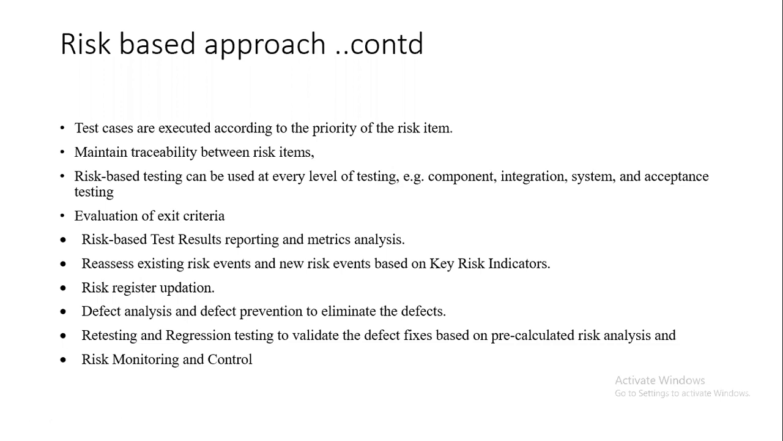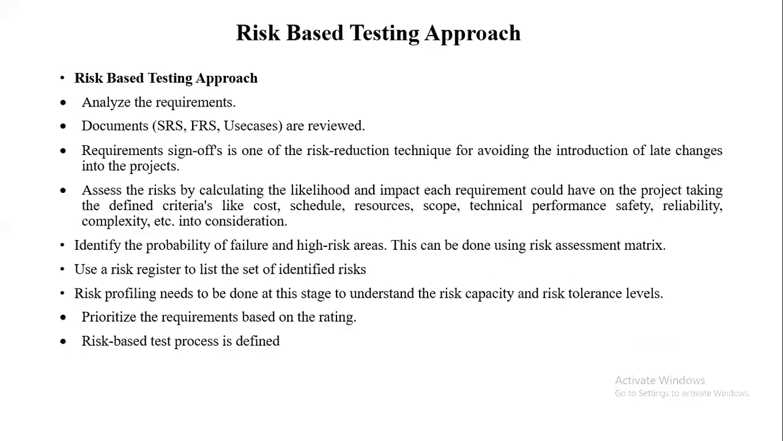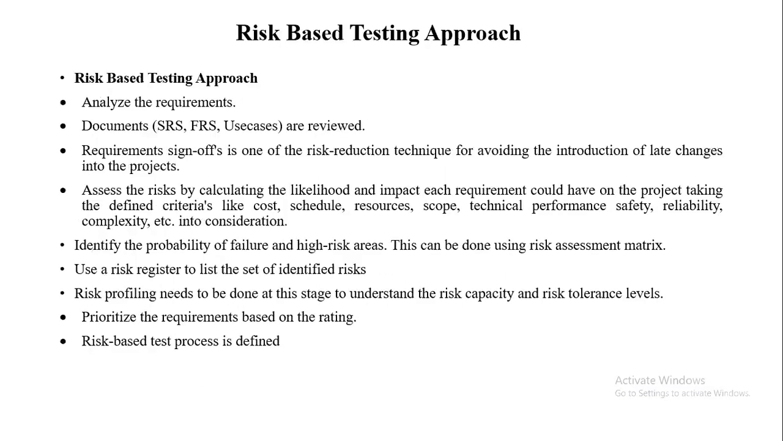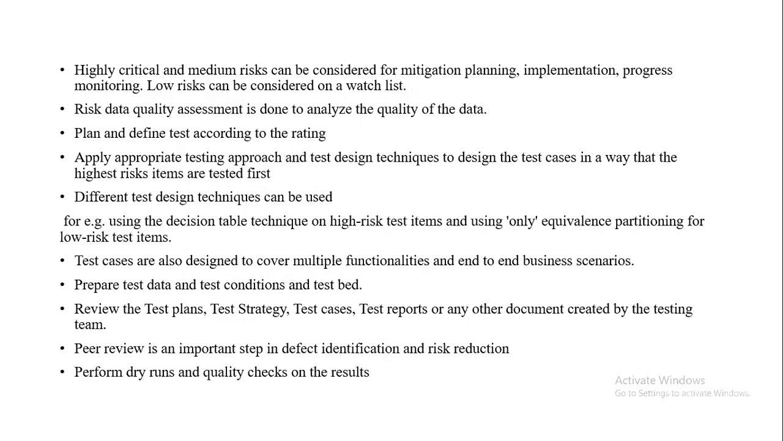We are going to reassess the existing events. If any problem is there, we update the risk register again, and then do retesting and regression testing also, if any risk is found in that particular area. And finally, risk monitoring and control will be done. So this is how we do risk-based testing, the approach where we identify risk based upon many different parameters.